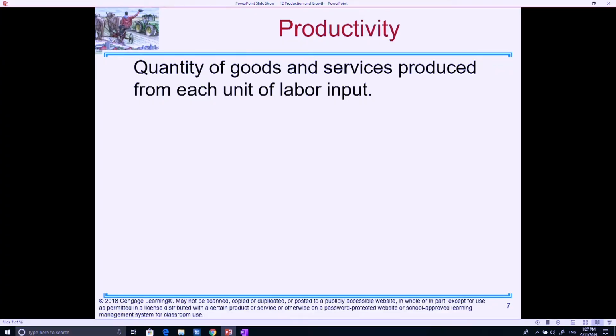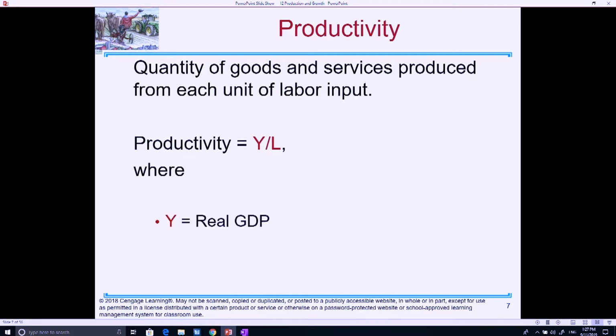Productivity: quantity of goods and services produced from each unit of labor input. So, output per worker. We can show this by Y divided by L, where Y is real GDP. We're measuring this controlling for inflation. And L is labor. Is productivity a stock or a flow? It's a flow.